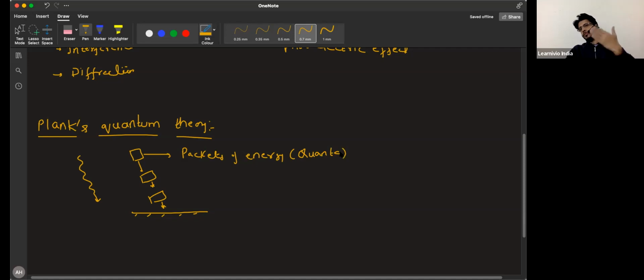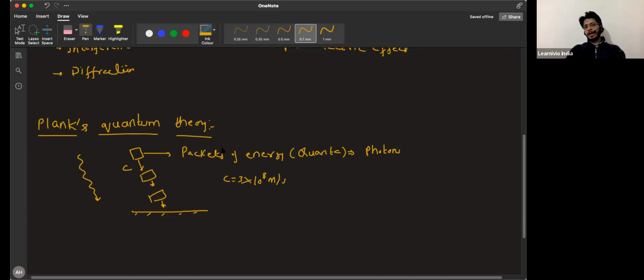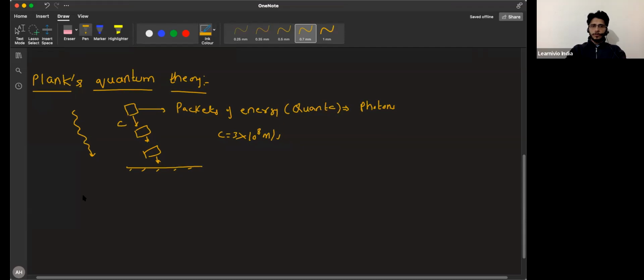So Planck named those packets as quanta, and nowadays you call them photons. So you can say photons are the particles of light. If light is coming from a bulb, that means photons are coming from a bulb. So it's not a continuous radiation. These are packets which are coming one by one. But these packets are traveling with a very high speed, which is the speed of light. That's why it seems continuous, but light is not continuous. It's quantized. One by one, the packets are coming. That's Planck's quantum theory.